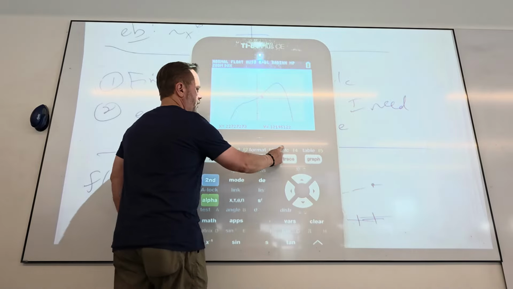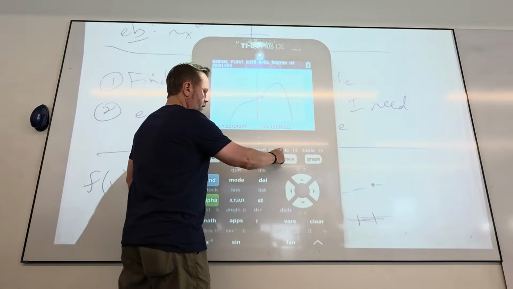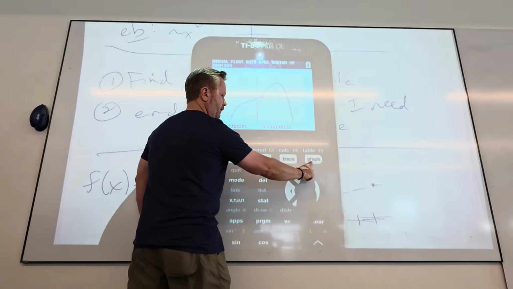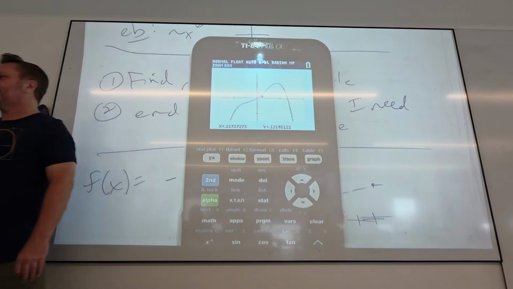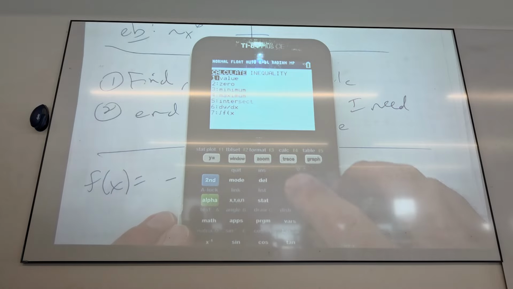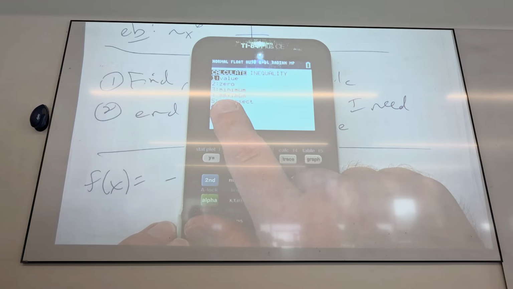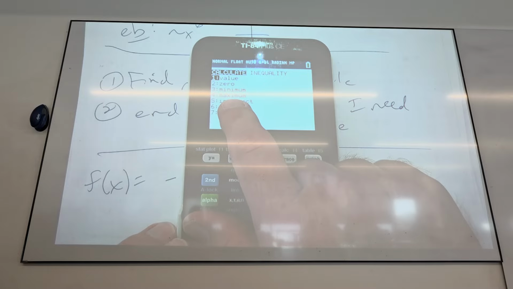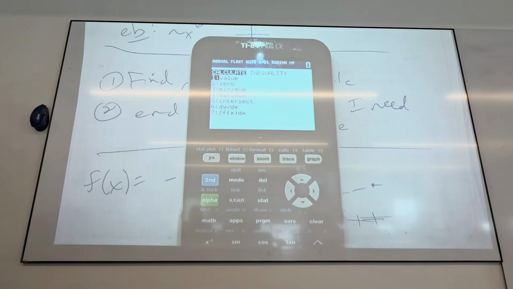Do you see right here it says calc? Everything up on the top row is graphical, obviously, so calc must be somehow graphically calculating something. If I hit second trace, look at these two. Which one of these two do I want right now? Maximum.